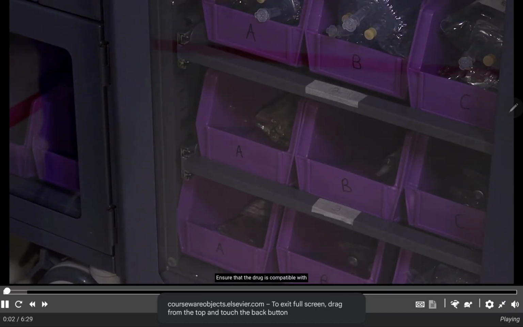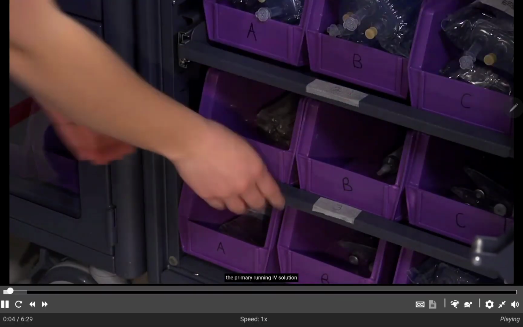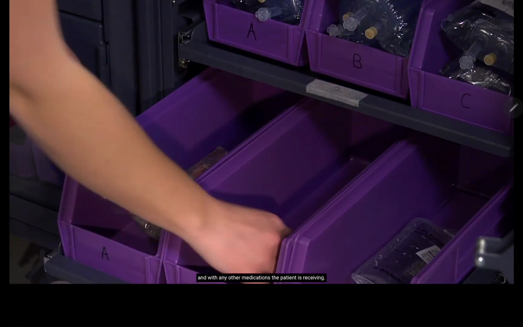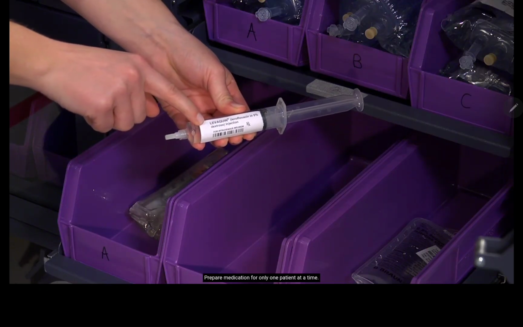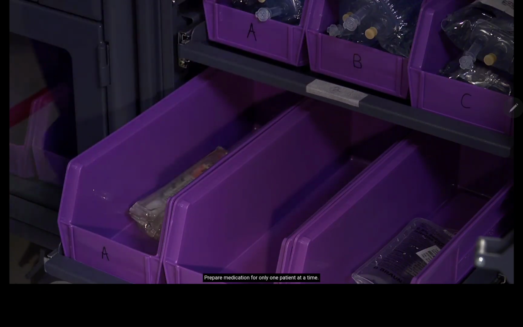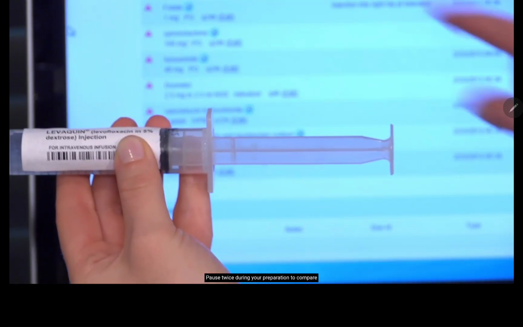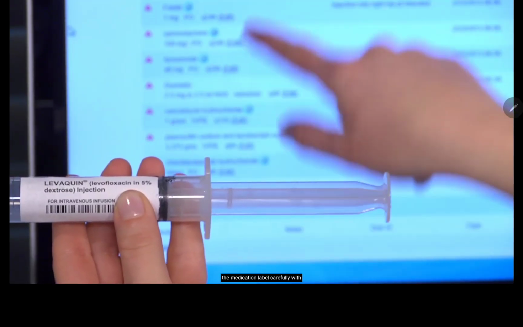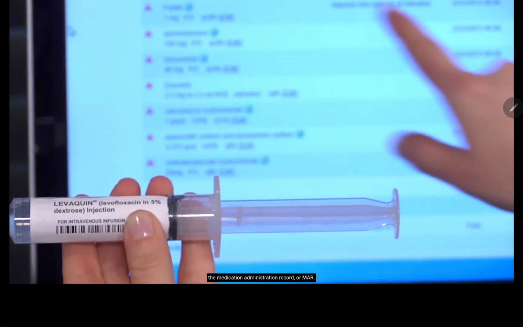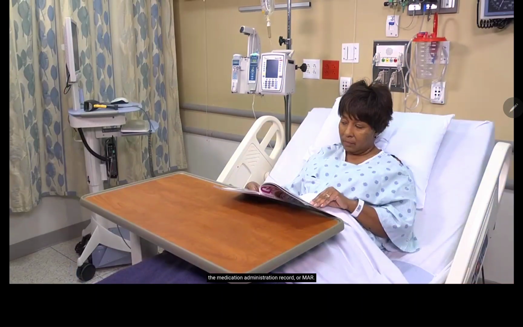Ensure that the drug is compatible with the primary running IV solution and with any other medications the patient is receiving. Prepare medication for only one patient at a time. Pause twice during your preparation to compare the medication label carefully with the medication administration record, or MAR.